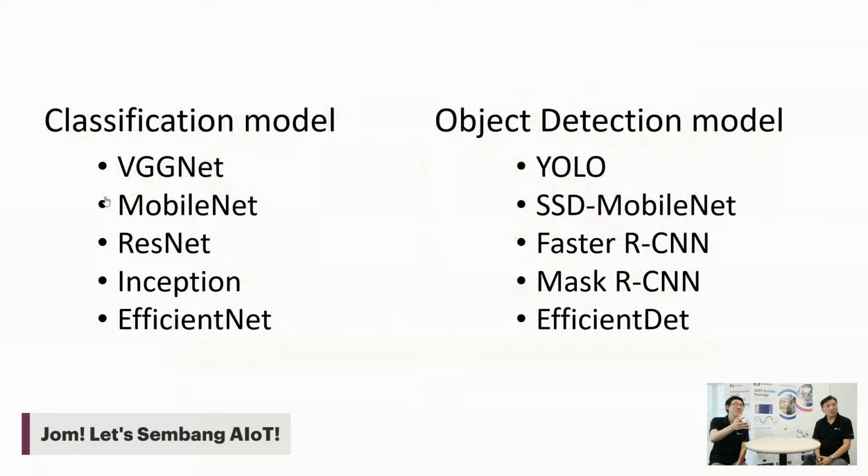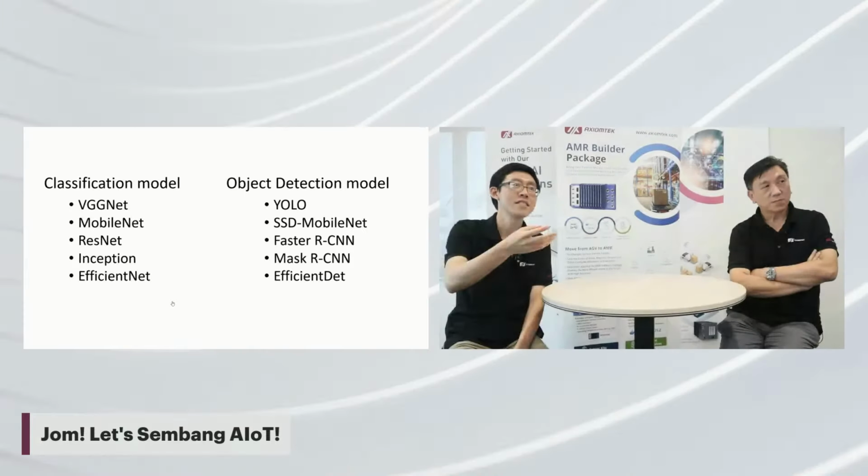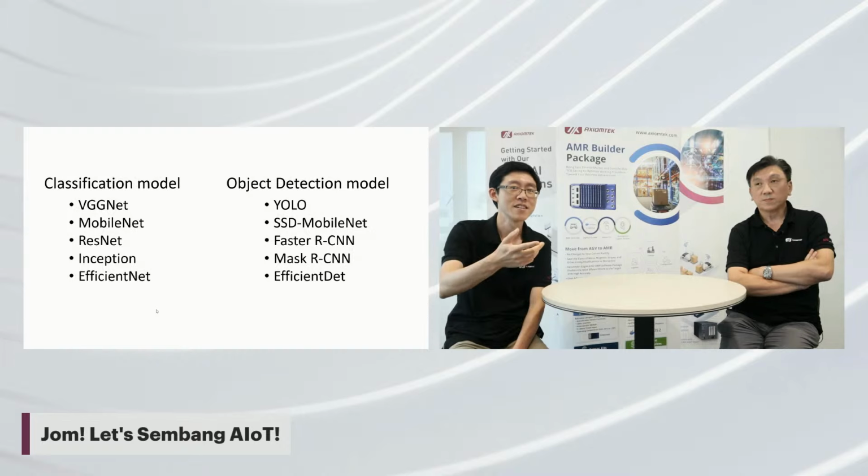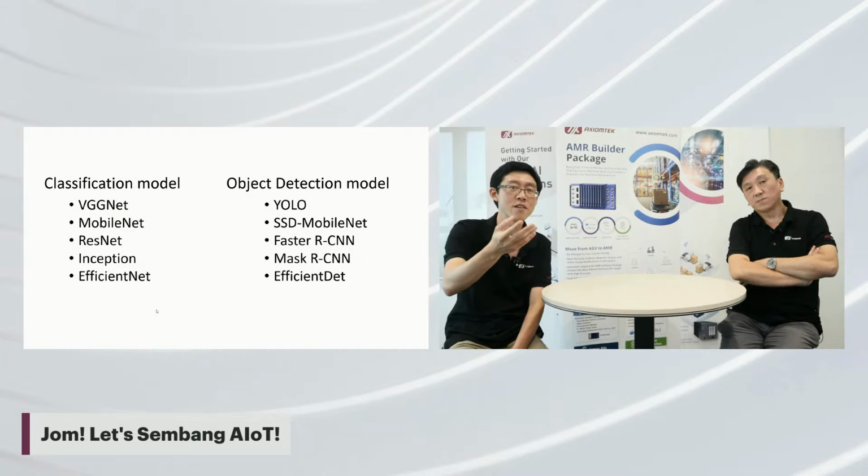Okay, so just now Mr. Lee talked about the TensorFlow. TensorFlow is a deep learning framework. But now we are talking about the classification model, the object detection model. The classification model is the AI model that can perform the classification. TensorFlow is just a framework that provides the functions, the library, or some calculation that the classification model requires.